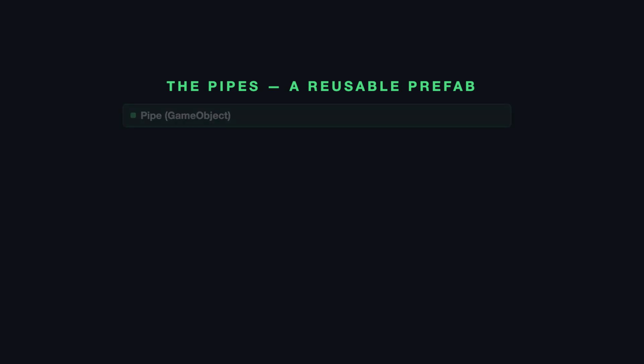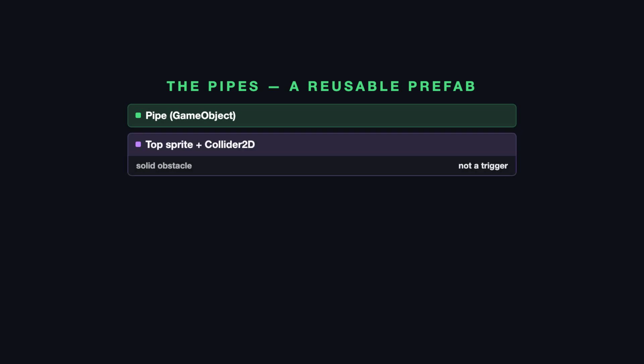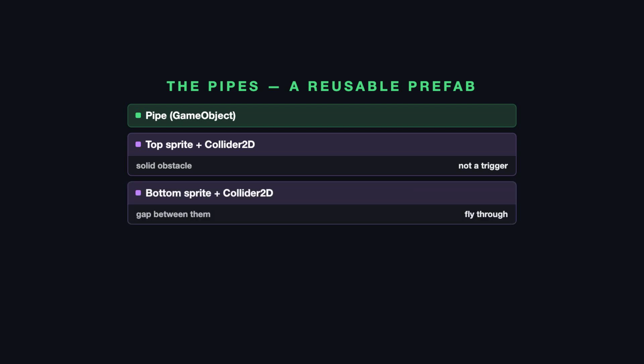Now the obstacles, the pipes. A pipe is going to be a prefab, so we can spawn as many copies as we want. This is the single most important idea in Unity. Build a thing once, save it as a prefab, then instantiate it over and over.